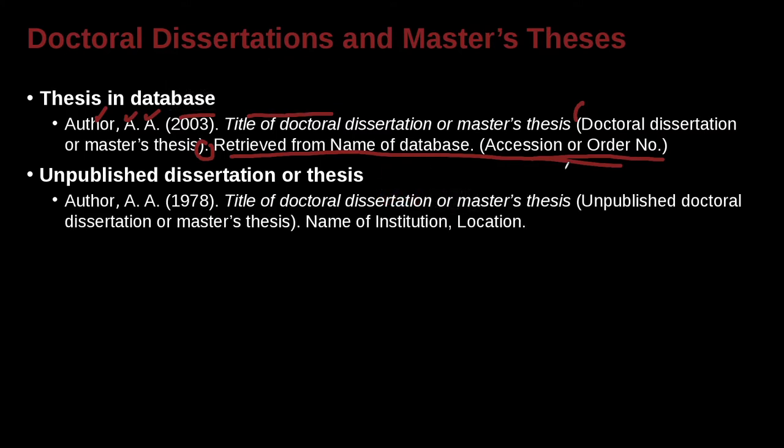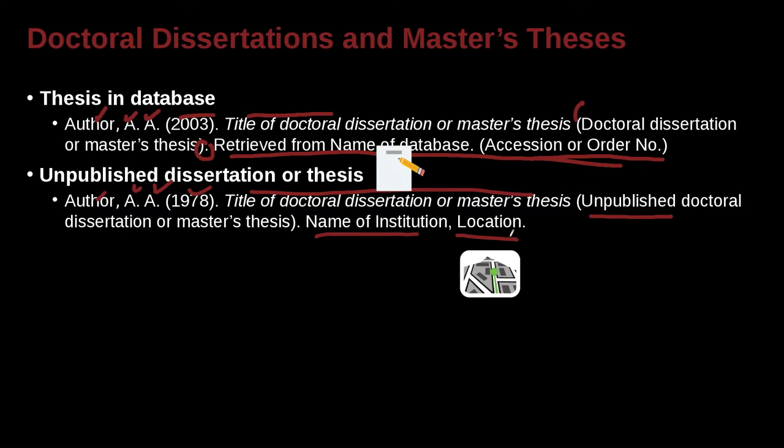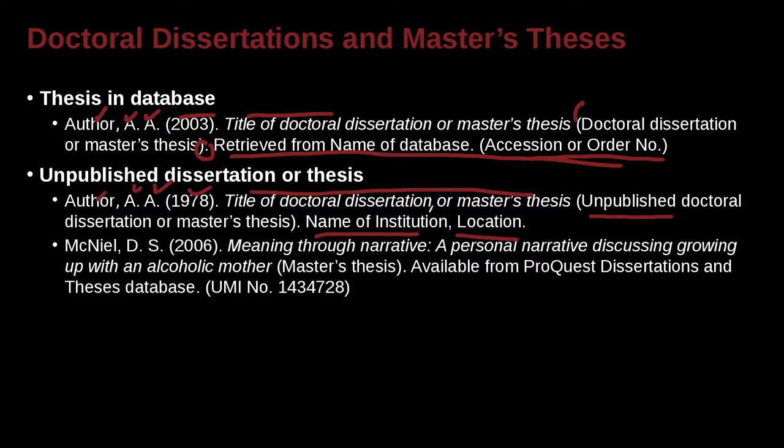Here's another example of an unpublished dissertation or thesis. So we have the author, and then the first name, middle name, the date. Here is the title of the dissertation or thesis. And here we actually say unpublished doctoral dissertation or master thesis. And then we have the name of the school and the location. So a little bit different, but basically the same.